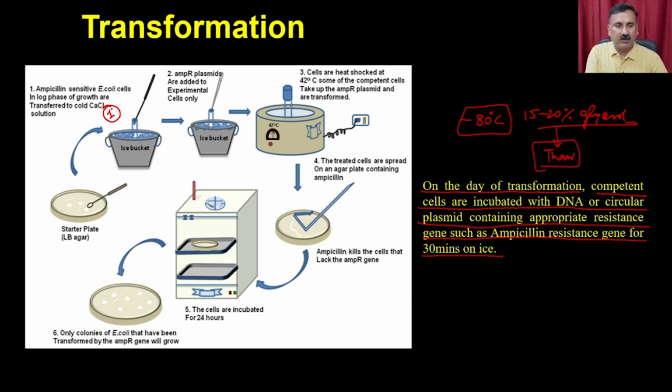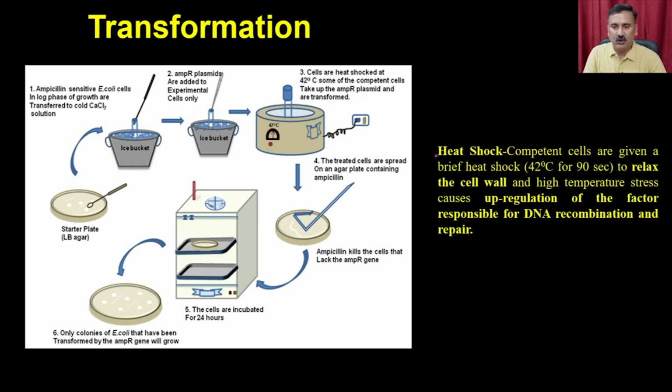Then, in step 1, you are going to incubate the DNA, either the linear DNA or the circular plasmid, on ice for 30 minutes. You add the ampicillin resistance gene, and once the 30 minute incubation is over, you are going to give the heat shock. So, in step 2, you are going to do a heat shock.